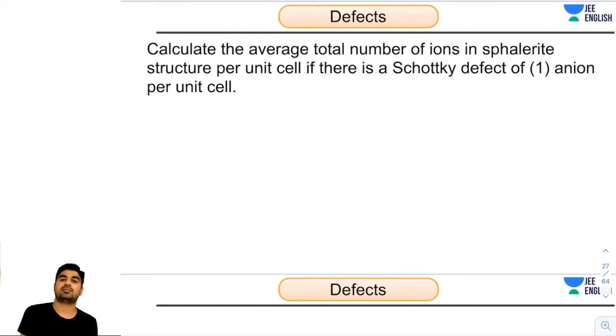Calculate the average total number of ions in this ZnS structure per unit cell, if there is a Schottky defect of one anion per unit cell.